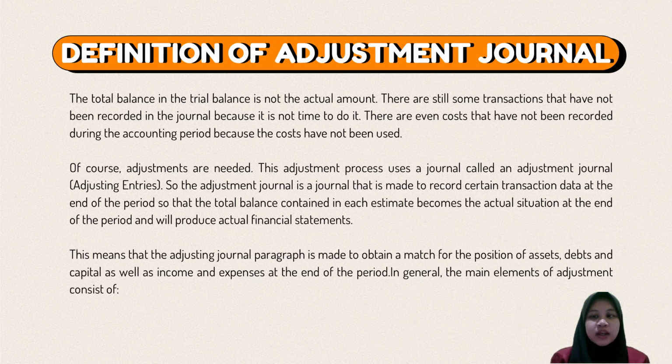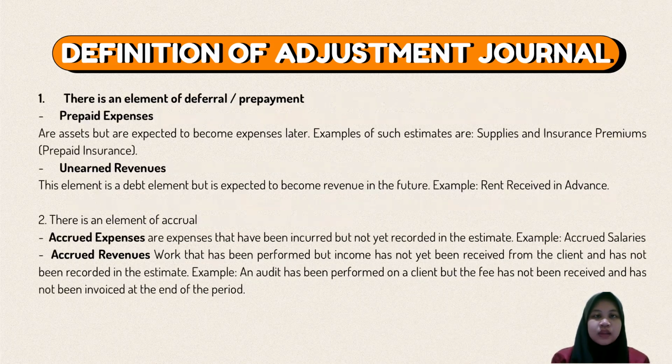In general, the main elements of adjustment consist of, number one, the element of deferral or prepayment. Prepaid expenses are assets but are expected to become expenses later. Examples of such items are supplies and insurance premium or prepaid insurance. Next, unearned revenue. This element is a debt element but is expected to become revenue in the future. Example, rent received in advance.